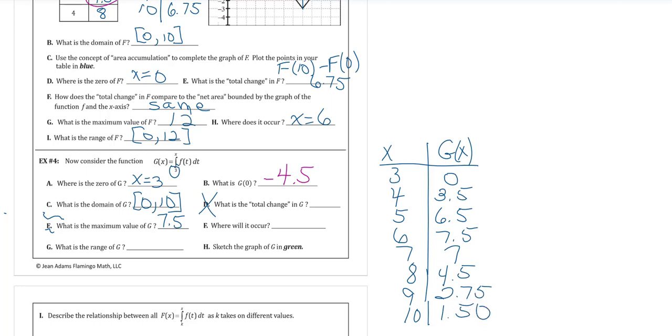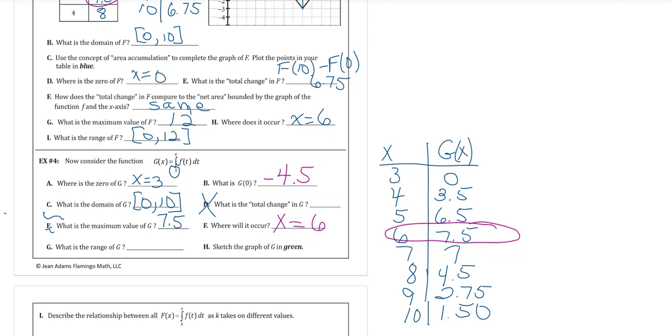So I'm not going to give away what's going on here, but you'll see it when we get to the point where we graph it. So that's how I know that my maximum value is 7.5, because in my table of values where my function is defined, that is the maximum value that I have. So where will it occur? It occurs where x equals 6.